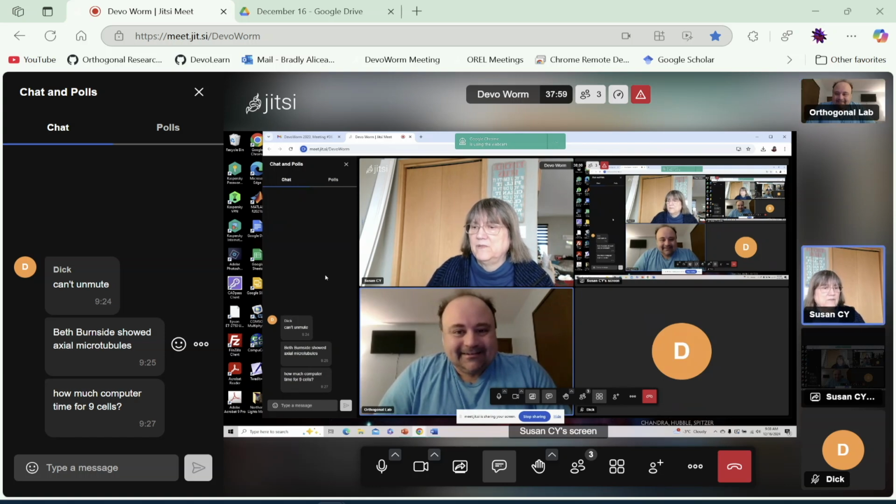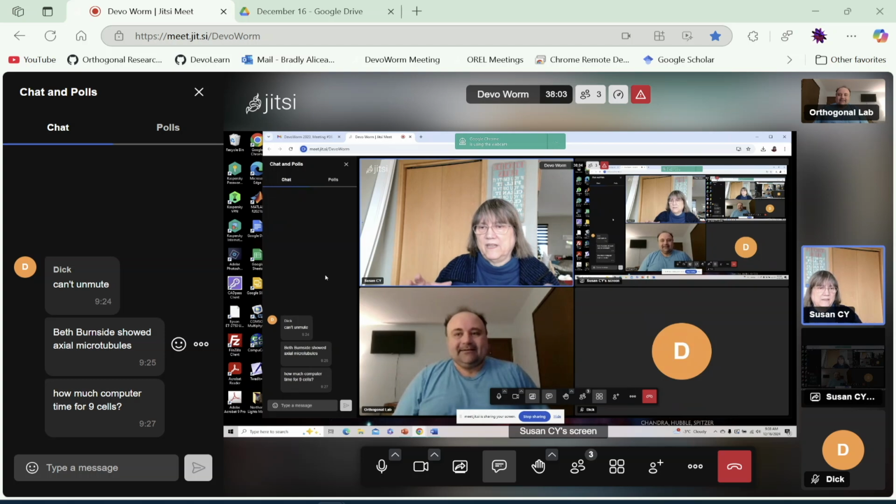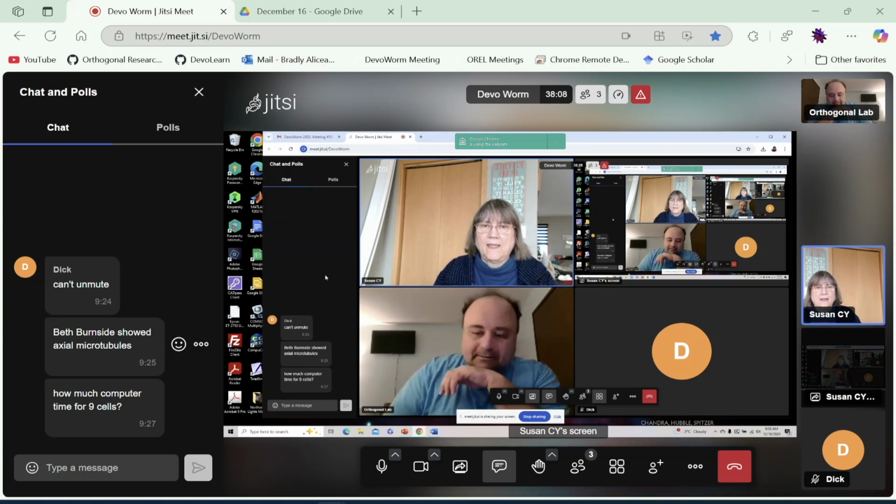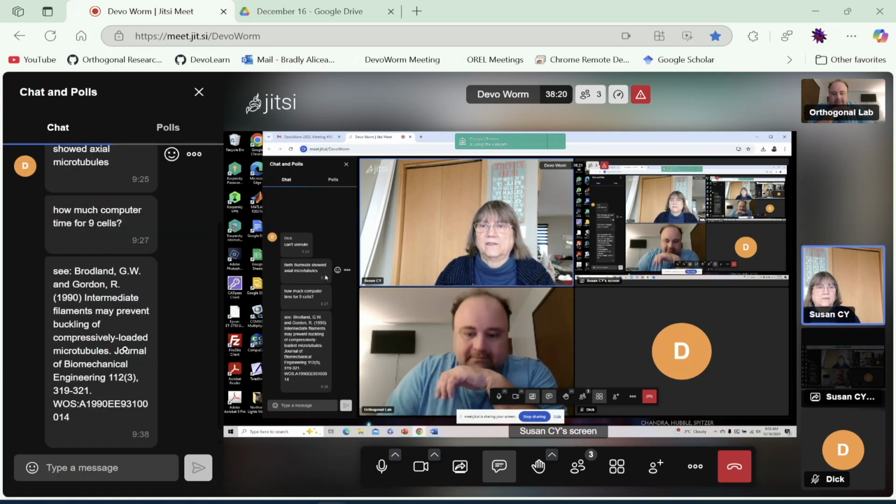Oh, how much computer time for 9 cells? Well, 7 cells would give you a nicer model, in my opinion. This computer, and this is a 6-year-old computer, will do the 3-cell model in like 2 seconds. So it'll only take seconds, probably.